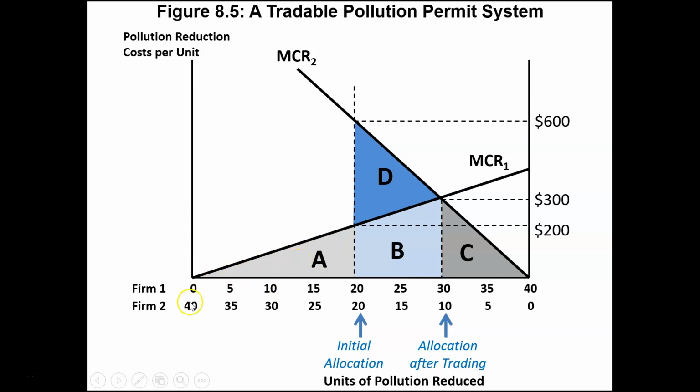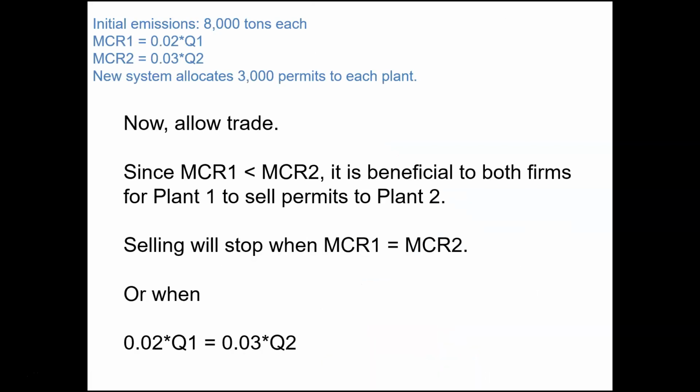So the area of the triangle A versus the area of triangles D, B, and C. Clearly, the cost of pollution reduction for firm 1 is much lower than the cost of pollution reduction for firm 2. And so now let's allow trade.